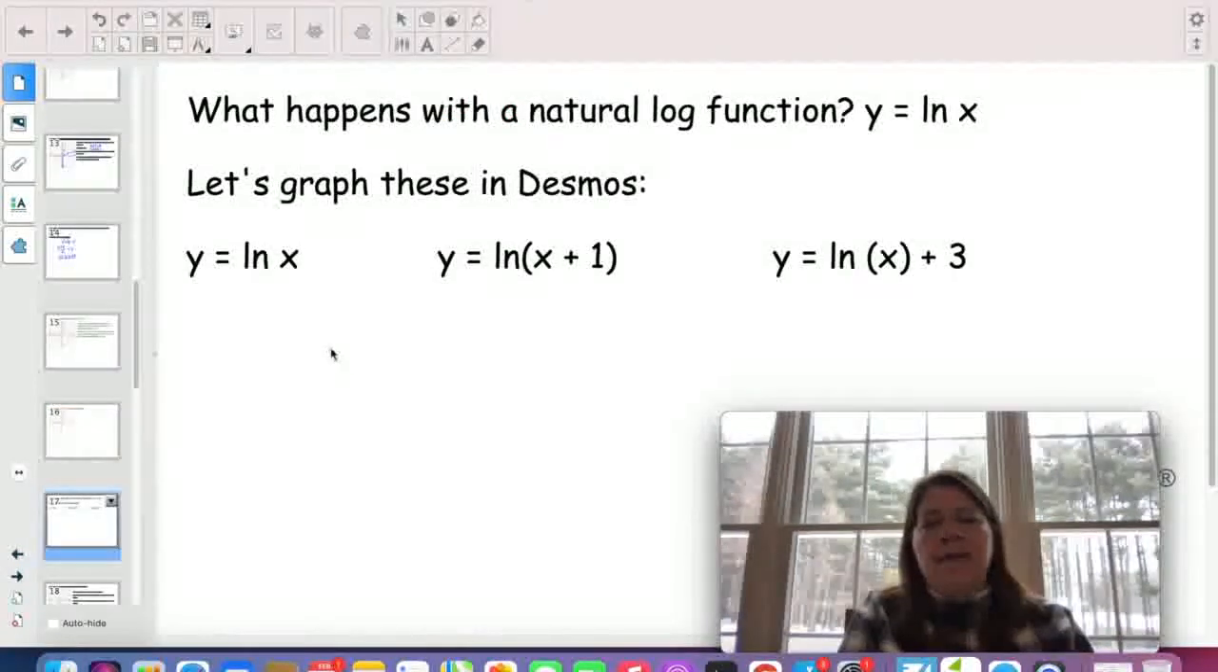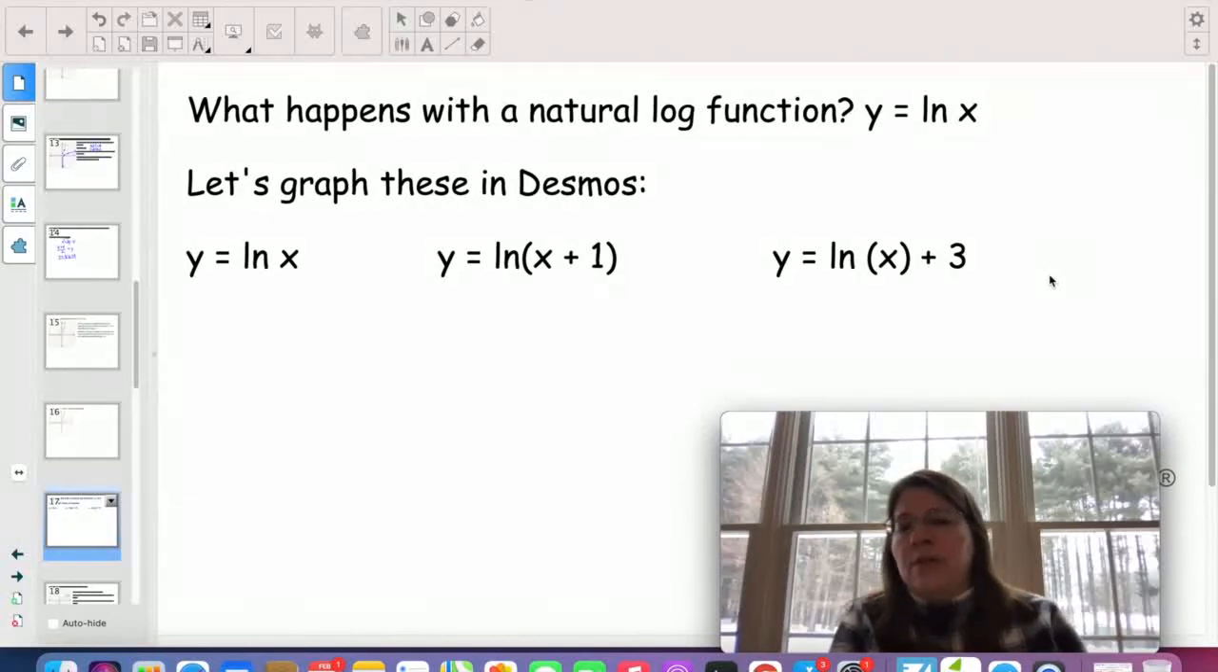So here I have three natural log functions. The natural log function, y equals natural log of x, is our parent function here. And we're going to graph these three functions in Desmos. Y equals natural log of x, y equals natural log of x plus 1, and y equals natural log of x with a plus 3 on the outside. So this is our parent function.